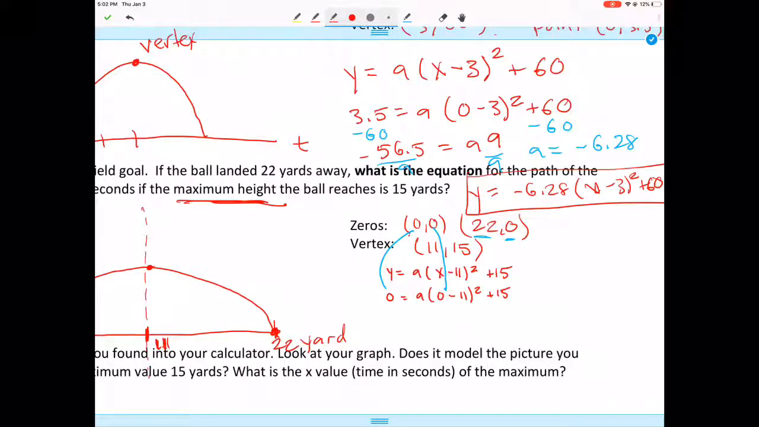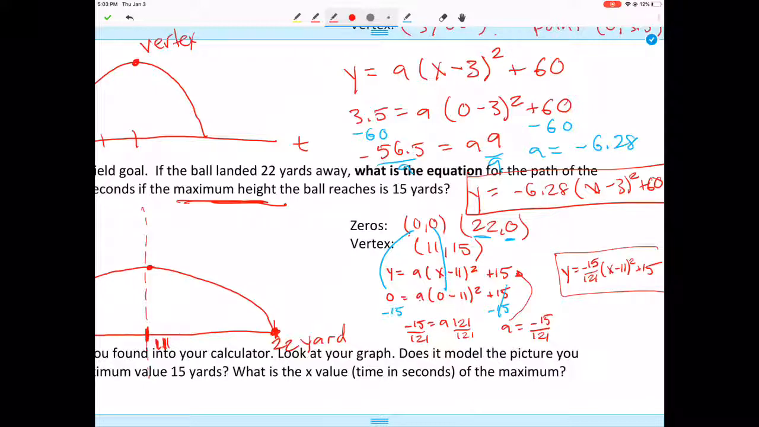We want to solve for a, so we're going to subtract 15 from both sides. That cancels, and then we get negative 15 equals a times negative 11 squared, which is 121. So we'll divide both sides by 121, and we end up getting a equals negative 15 over 121. And then we plug that into our equation. It gives us y equals negative 15 over 121 times (x minus 11) squared plus 15. All right? And you could do it using zeros as well.